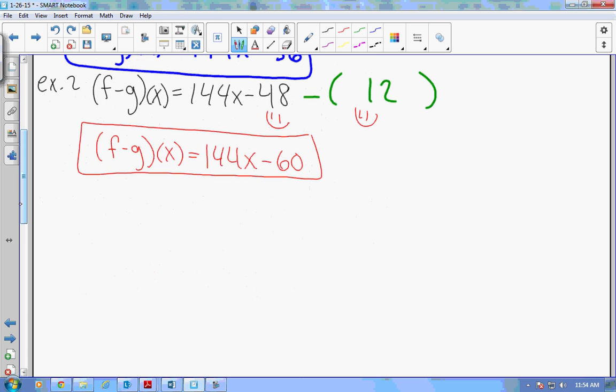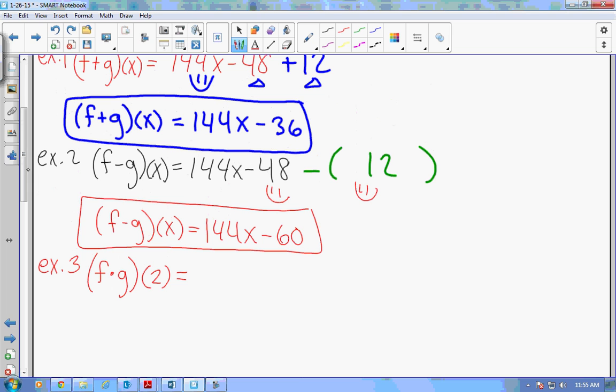Now we're going to do multiplication. I'm going to throw one new thing on. F times g of 2. Would you say this, please? F times g of 2. This means evaluated at 2. Because I'm adding an extra step. This was just evaluated at x. But now we're going to evaluate a specific x, which is 2.